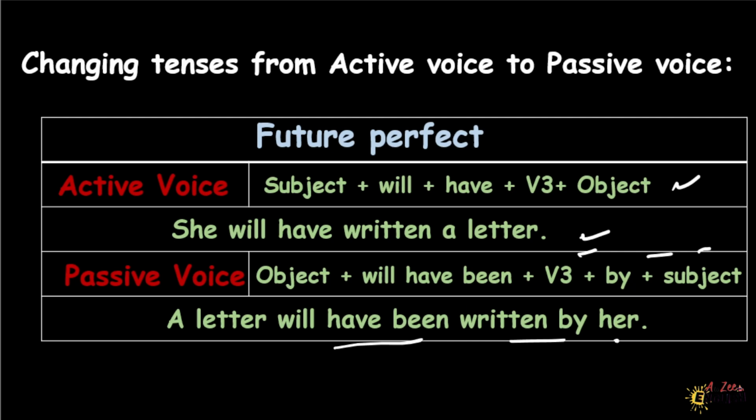The other tenses, for example, present perfect continuous, past perfect continuous, future perfect continuous, and future continuous, have no passive form of these types of tenses.